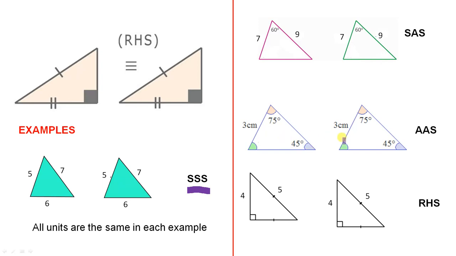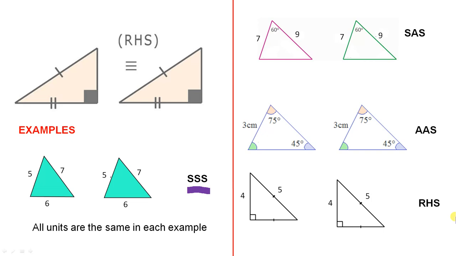Over here, those 2 triangles are congruent because we have angle, angle, side. So those 2 angles are equal to those 2 angles. That side is equal to that side. So angle, angle, side is the reason. And those 2 triangles are congruent because that right angle is equal to this one, that hypotenuse is equal to this one, and that side is equal to that one. So it's right angle, hypotenuse, side.